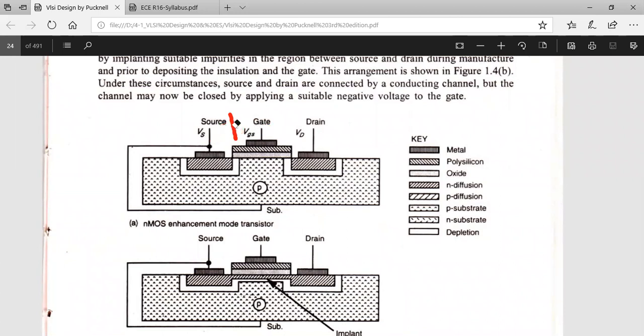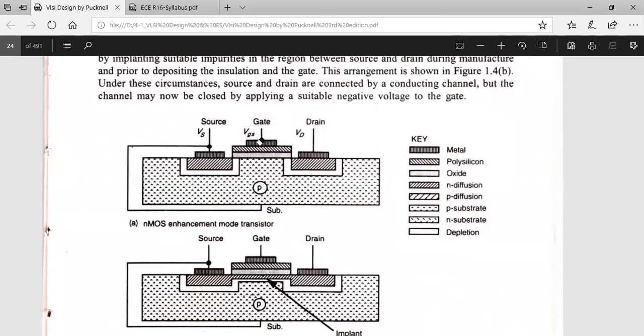VGS, gate to source voltage. This gate to source voltage plays a very, very important role, and based on the gate to source voltage only, the transistor operation is going to happen.